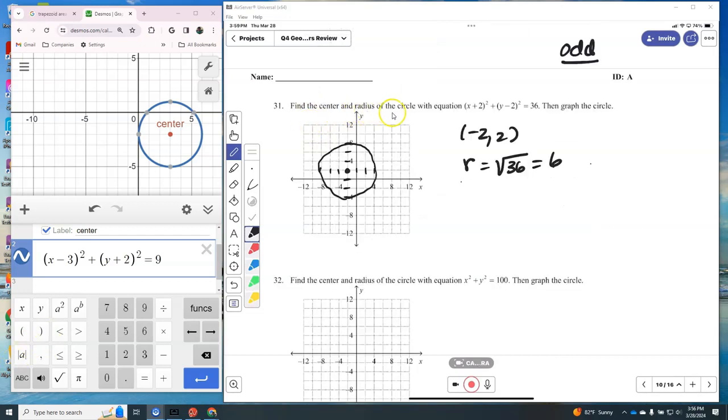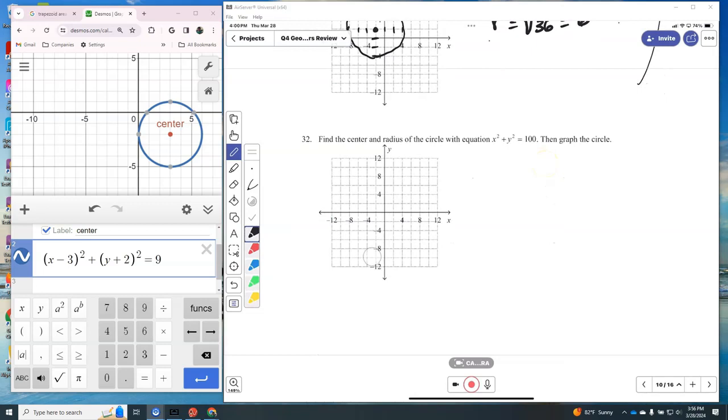Find the center and the radius of the circle with the equation. You have 2, negative 2. Remember, it's always going to be the opposite, so the center is negative 2, 2. And the radius is the square root of 36, which is 6.